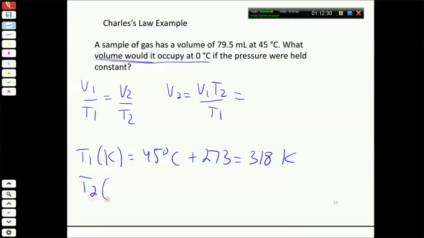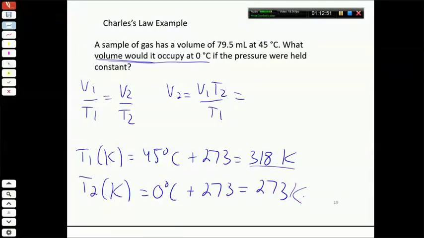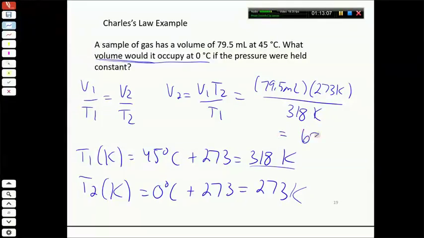And then T2 in Kelvin is 0 degrees Celsius, and we have to add 273 to that to get it in Kelvin. Now this should hopefully make it obvious, because if we would have put T2 in as 0, we would have gotten an answer of 0, and the volume, of course, doesn't go to 0 at 0 degrees Celsius. So the temperatures have to be in Kelvin, the absolute units. So now we just have to plug the numbers in, and we get 79.5 milliliters. 273 Kelvin is our T2 that goes on the top of this equation, and then 318 is T1 in the bottom, and that comes out to 68.2 milliliters.